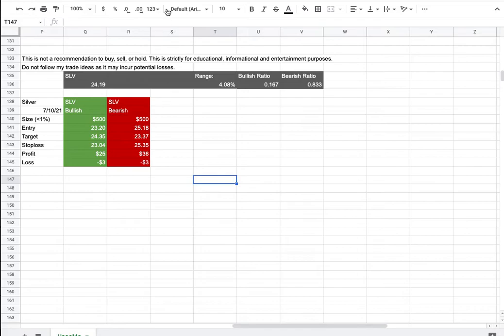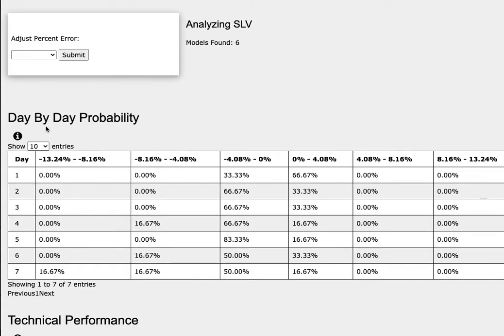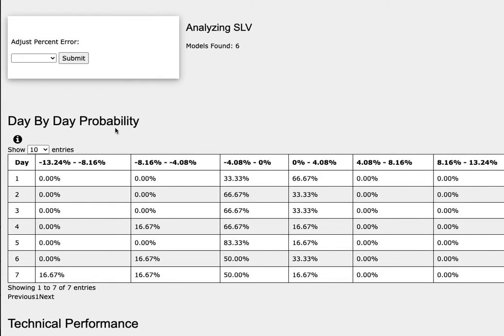So how did I develop these trade ideas? It all comes from the day-by-day probability model, which is available in the link below, so do check it out. As we progress to the 5th day or week of trading, silver futures has a 17% chance to climb between 0 to 4%, and 83% chance to fall between 0 to negative 4%.